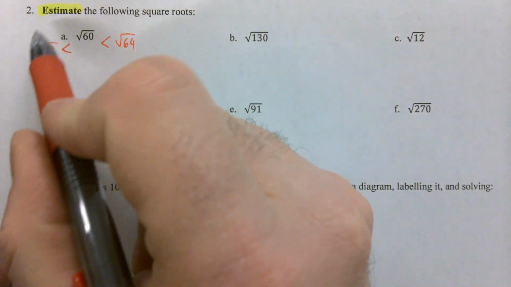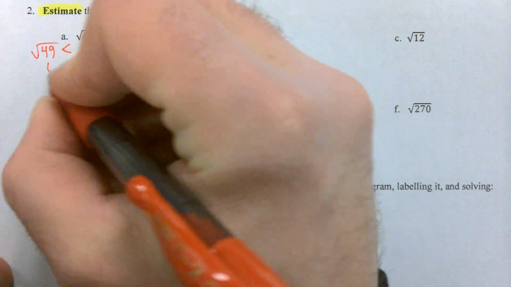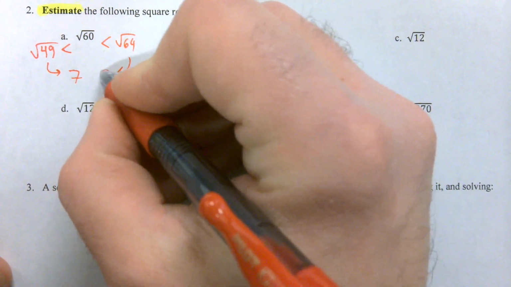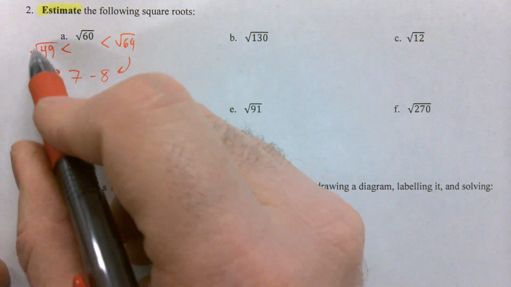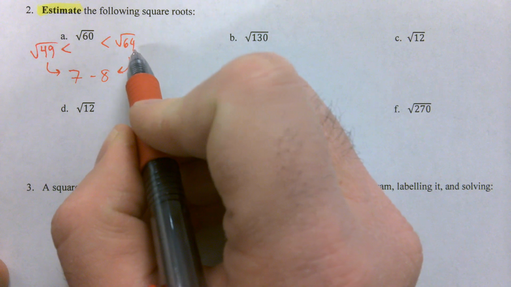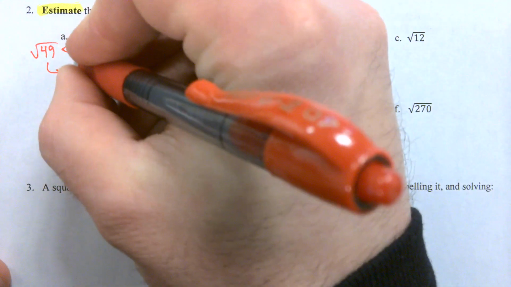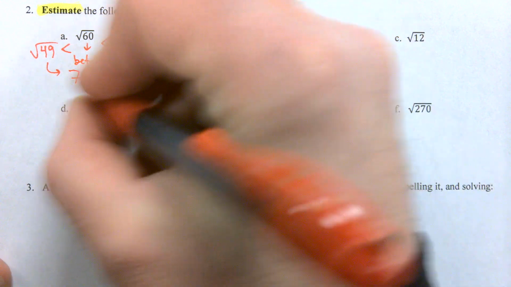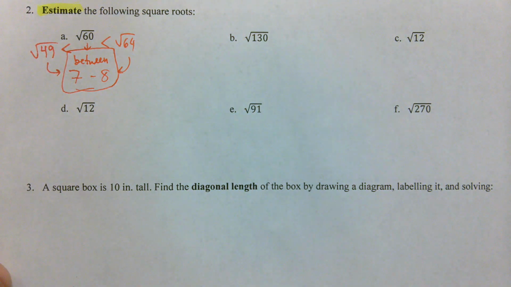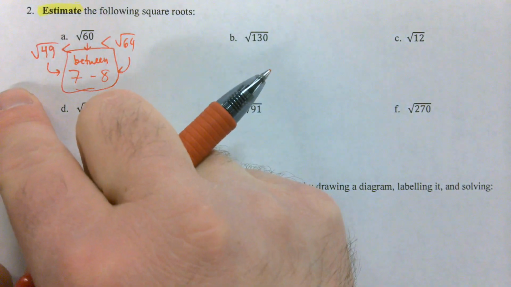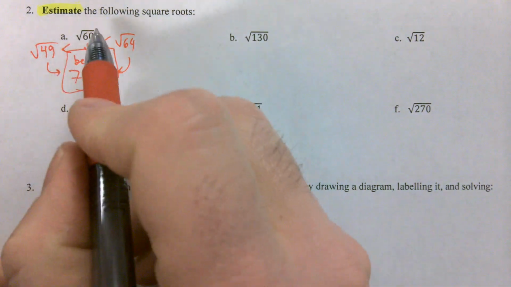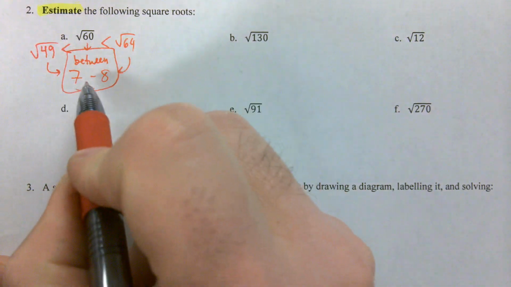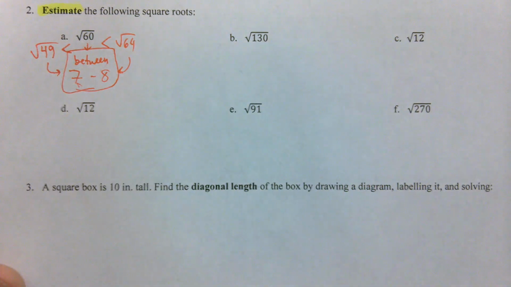What's the square root of 49? 7. What's the square root of 64? 8. So if the square root of 60 is in between the square root of 49 and the square root of 64, then this is equal to somewhere between 7 and 8. Now you don't have to show all this work. You can just use your chart and look and see. But that's what we're actually doing. We're finding where this number falls between. We're looking to the roots. Boom, there's our answer, between 7 and 8.